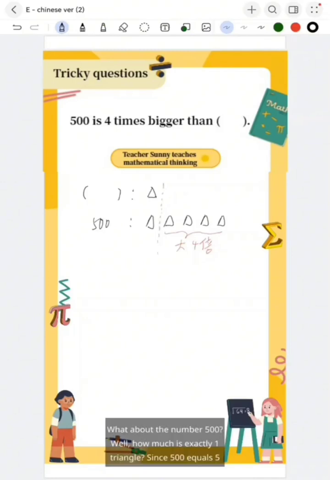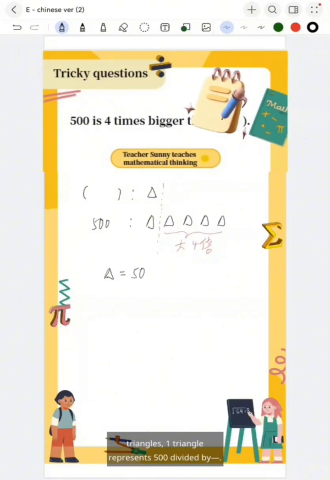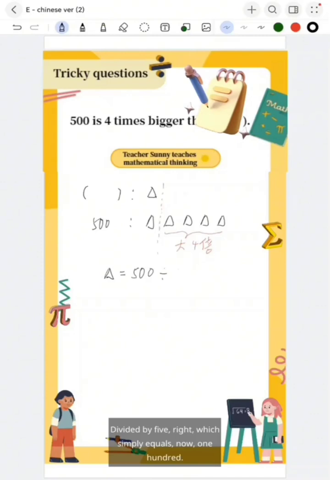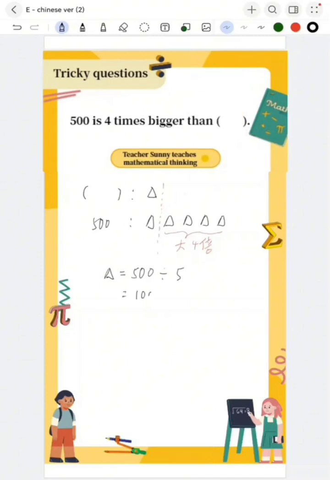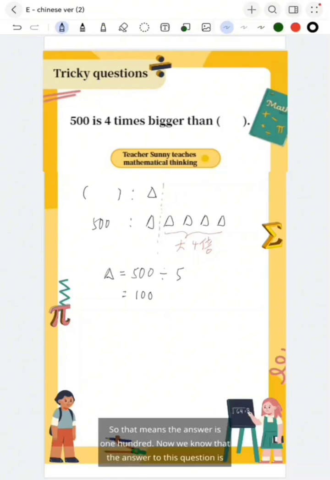What about the number 500? Well, how much is exactly one triangle? Since 500 equals 5 triangles, one triangle represents 500 divided by 5, right? Which simply equals 100. So that means the answer is 100. Now we know that the answer to this question is 100, so we just write 100 in the blank space provided. Did you understand how we got that answer?